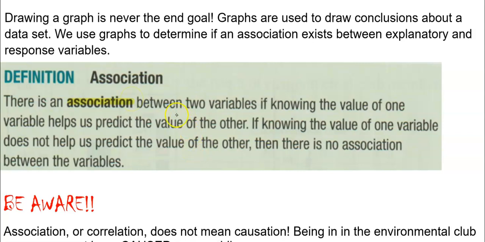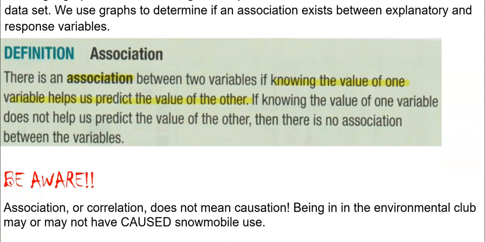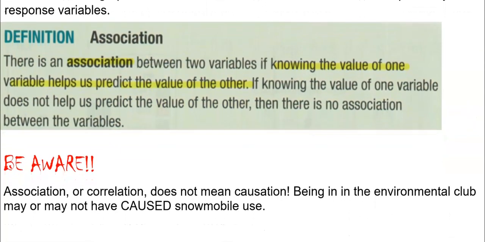We like to say there is an association between two variables if knowing the value of one variable helps us predict the value of the other. So if I know the value of one variable, I can predict the value of another variable. If knowing the value of one variable does not help us predict, then there is no association.